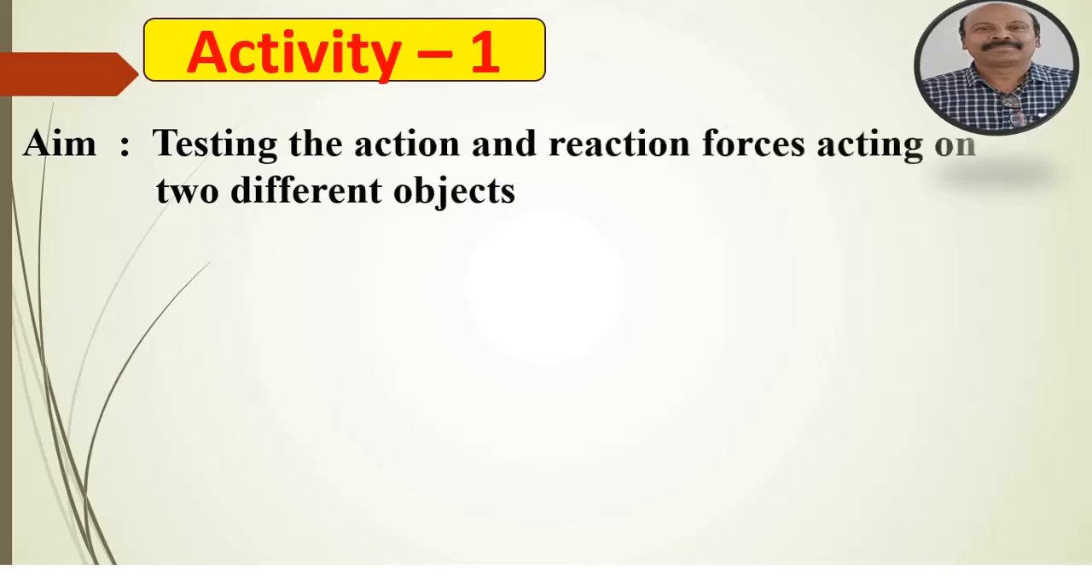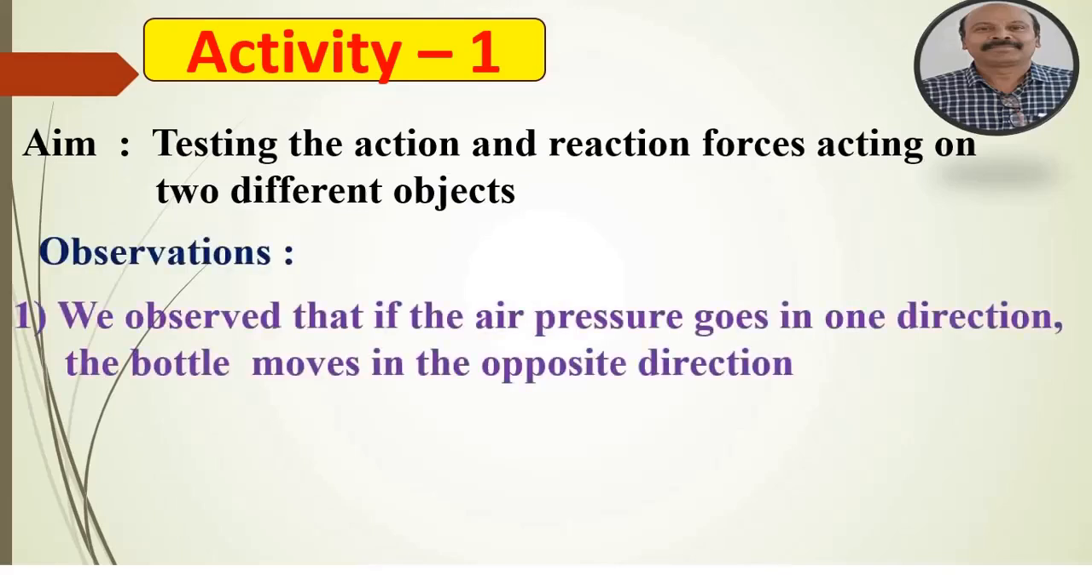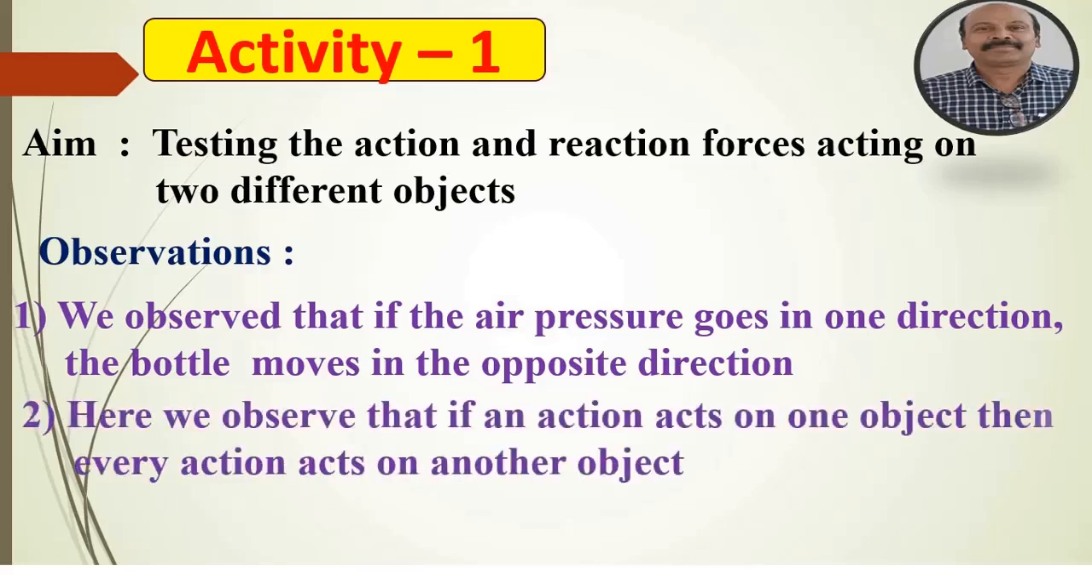The aim of the first activity is testing the action and reaction forces acting on two different objects. From this activity, we observe that if the air pressure goes in one direction, the bottle moves in the opposite direction. Here we observe that if an action acts on one object, then a reaction acts on another object.